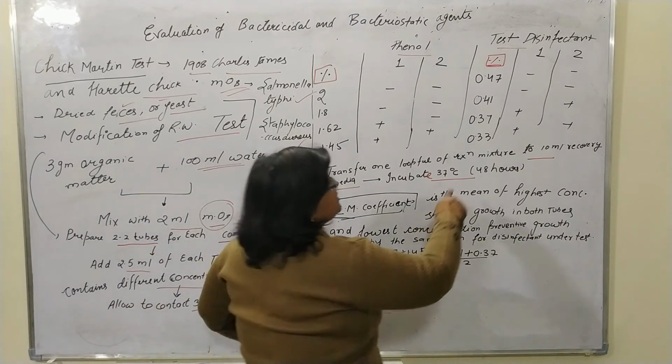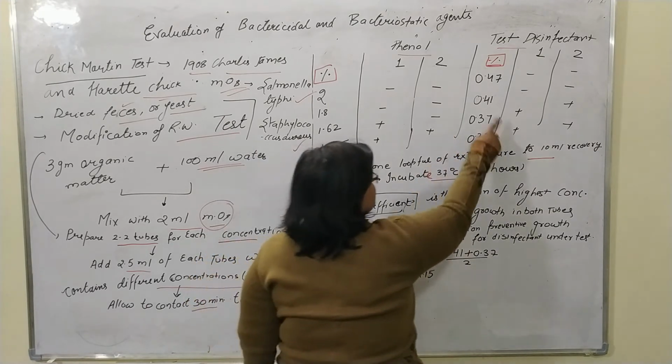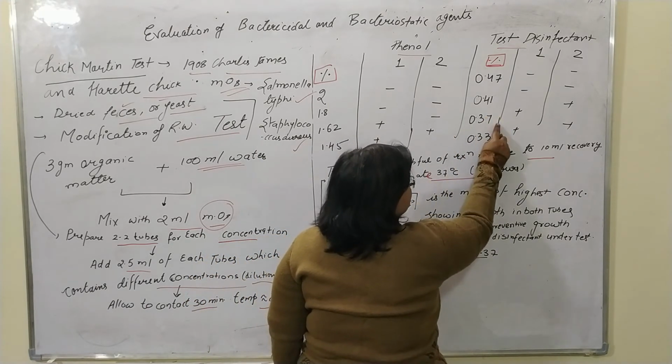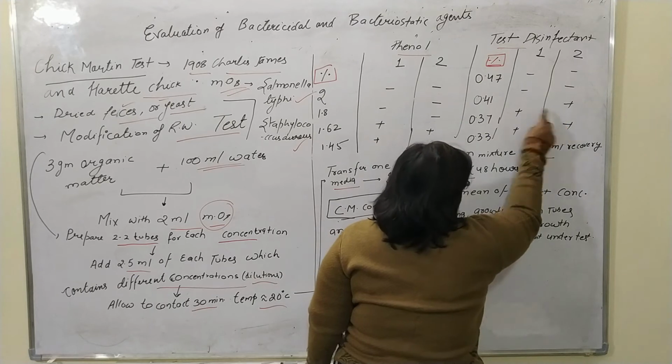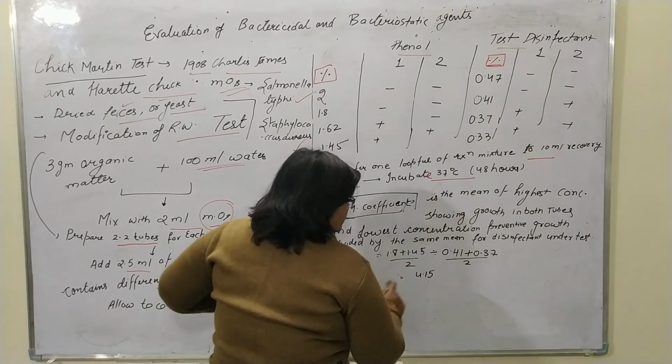But in the test disinfectant, 0.37, 0.33, in the lowest concentration we will select the highest concentration which is showing the growth. So here the 0.37 is taken. Okay, so we will take out the mean.